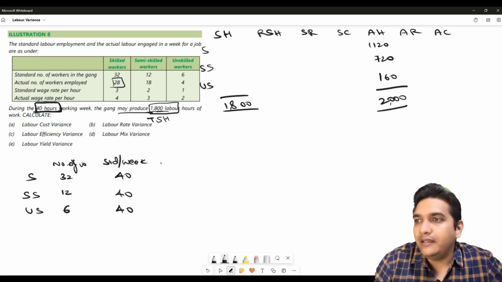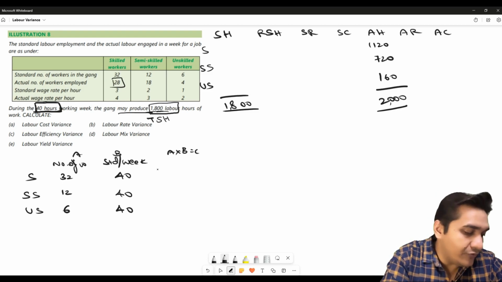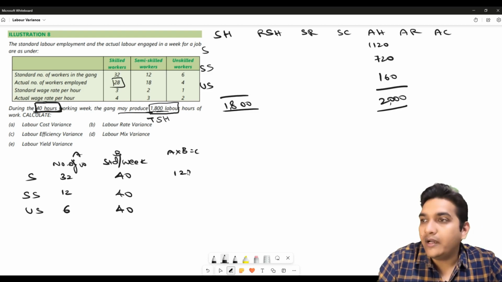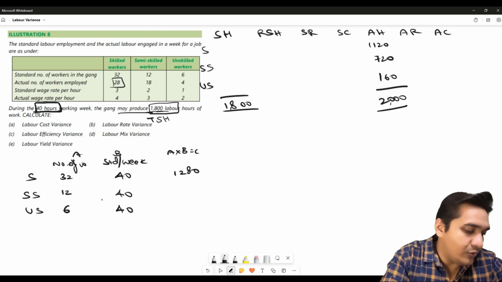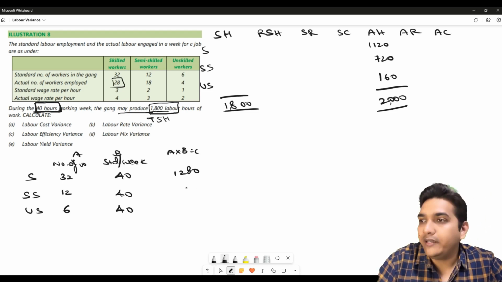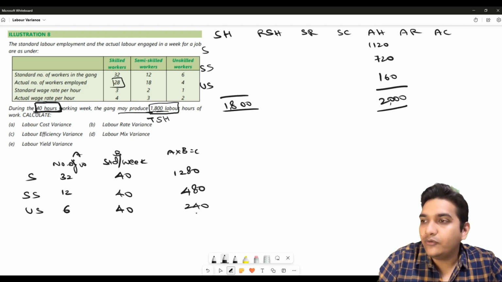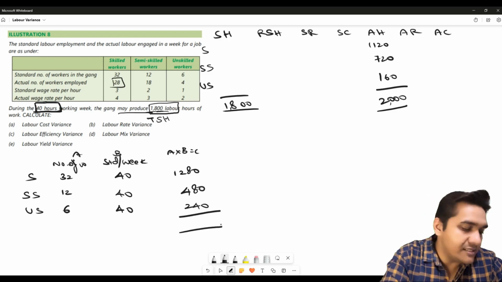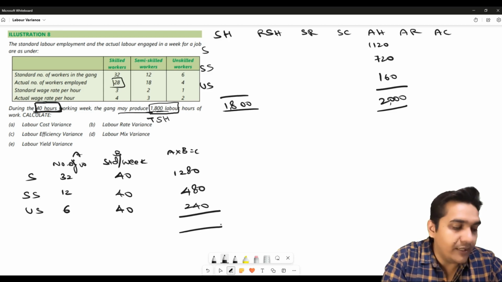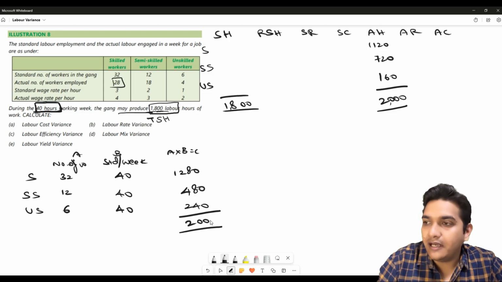So let's say this is A, this is B. What is A into B? Let's call this C. So 32 into 40, we get 1280. 12 into 40, we get 480. 6 into 40, we get 240. So how much is this? 1280 plus 480 plus 240. This is 2000.